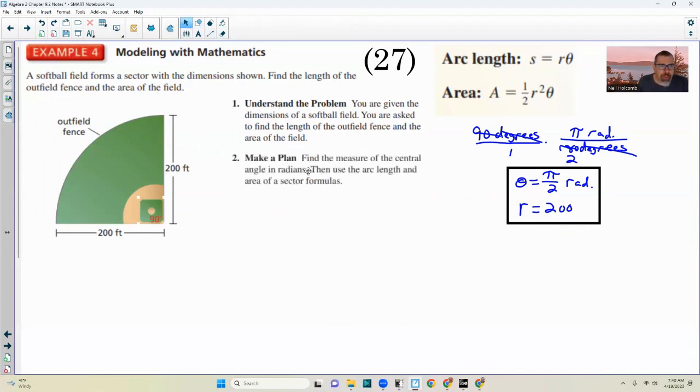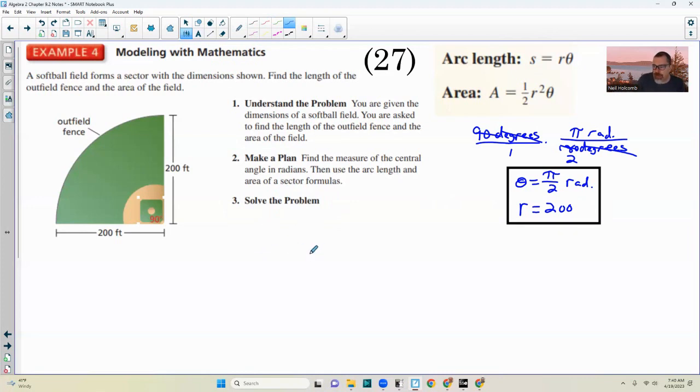Next step, make a plan. Find the measure of the central angle in radians. I've done that: pi over 2 radians. Then use the arc length and area of a sector formulas, which I brought in, they're right here, and solve the problem. So here we go.